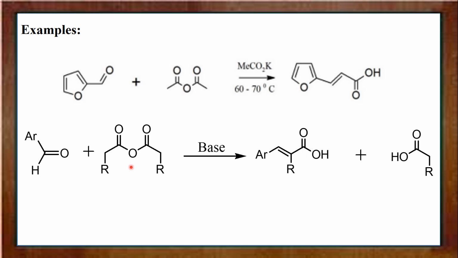Here also what we find is that the carbonyl group of the aldehyde is now converted to an olefinic double bond, which is connected to a carboxyl group. So if you want to connect an alpha beta unsaturated acid group with an aromatic ring, we can start with an aromatic aldehyde and carry out Perkin's reaction with acetic anhydride in basic medium.